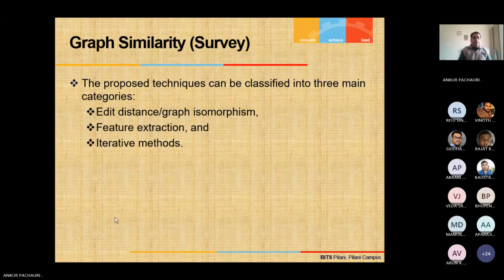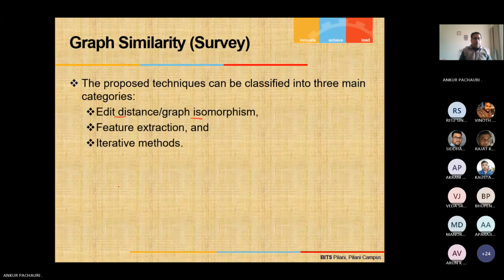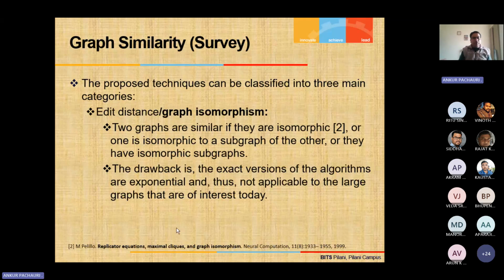There are a few proposed techniques to find the similarity scores. Edit distance and graph isomorphism we have already discussed; I explained them in the first few sessions. Then feature extraction and then iterative methods, which we'll look at. This I think I have already explained.